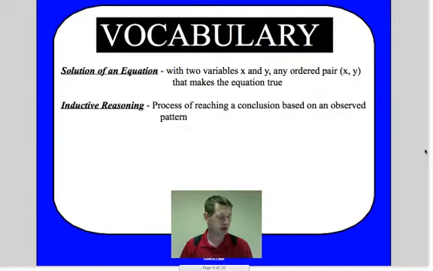Okay, the other vocab we have is inductive reasoning. So we're going to talk about that. That's the process of reaching a conclusion based on observed pattern. Okay, so as you go through, you're going to notice a pattern of some sort and you're going to make some sort of conclusion based on that.